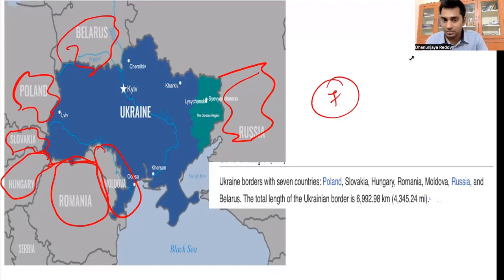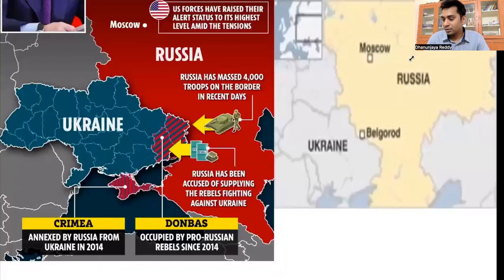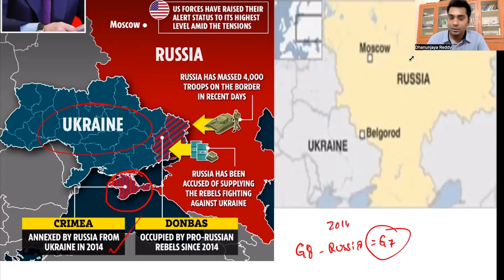Now, look at this. This is the thing that you have to remember. After this, in Ukraine, there are some things. Crimea, this is here, to the south of Ukraine. It was annexed by Russia in the year 2014. As a result, Russia was expelled from the G8 group, and now G8 has become G7, right, in the year 2014. Now, there is one more region called the Donbas region. It is also occupied by pro-Russian rebels since 2014. So these are the things that you have to remember as far as Ukraine is concerned.